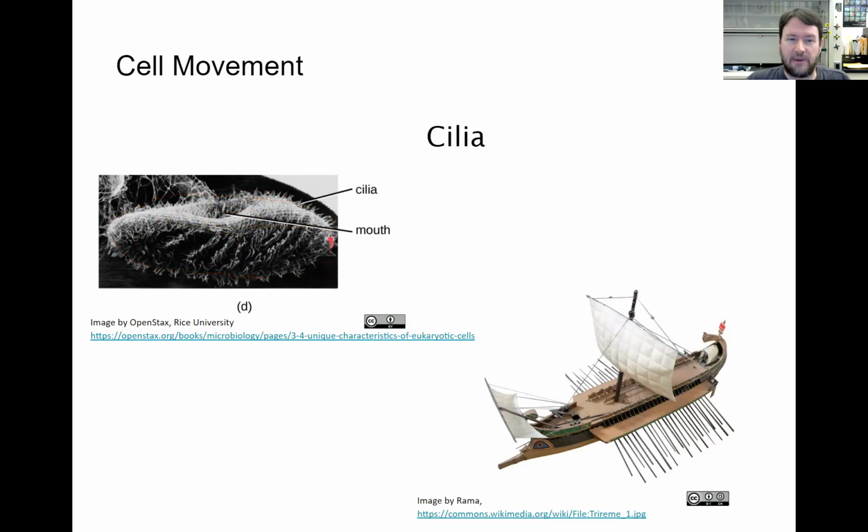This is a paramecium right here, I believe, and it's got cilia that can move food particles to its mouth, and then it can engulf those and have a lysosome digest them. In human cells, the lining of our trachea is full of cilia to move mucus from our lungs out, right? And also the lining of the oviduct between the ovaries and the uterus is also lined with cilia to move eggs from the ovaries to the uterus.